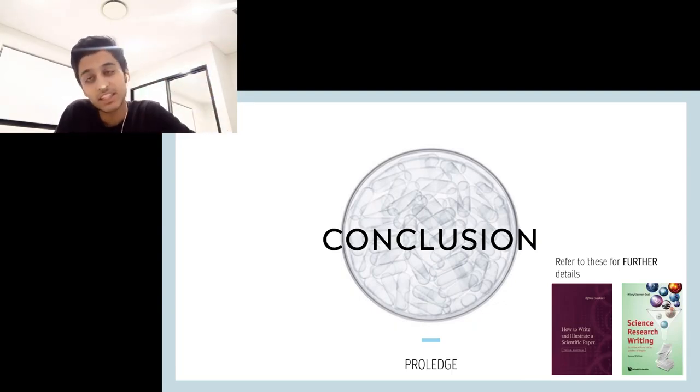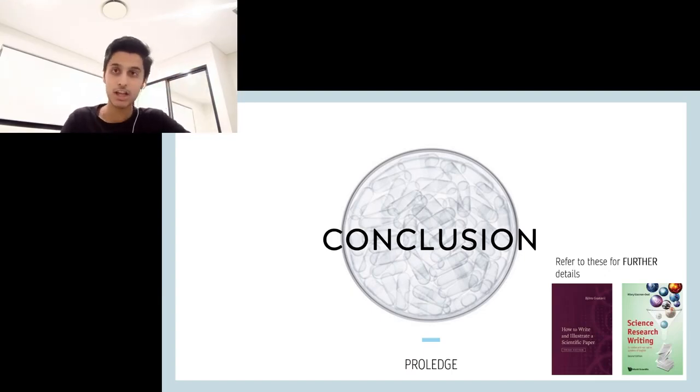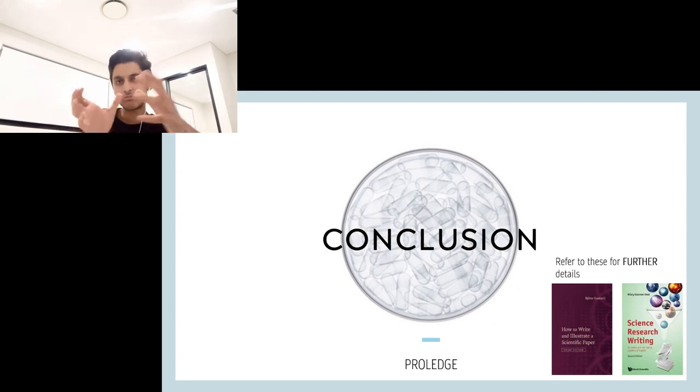And you have to remember that the conclusion is the last chunk of text that the reader will actually engage with before they leave the paper. And so it's really important that you leave a good impression. So how do you write the conclusion? How do you perfect the conclusion? And so today we're gonna look at a few key concepts.